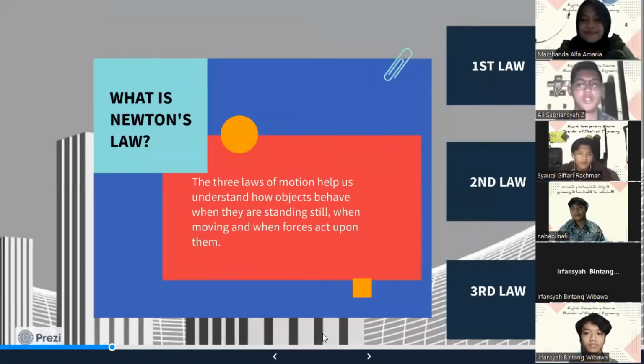Newton's law is one of the rules applied in physics. An object in motion cannot be explained by logic. But if you use Newton's law, you can calculate its speed and distance.